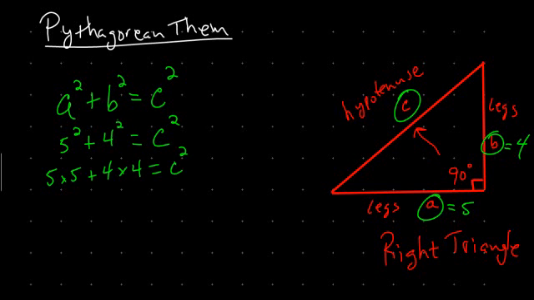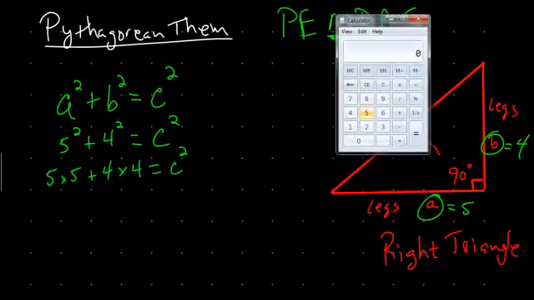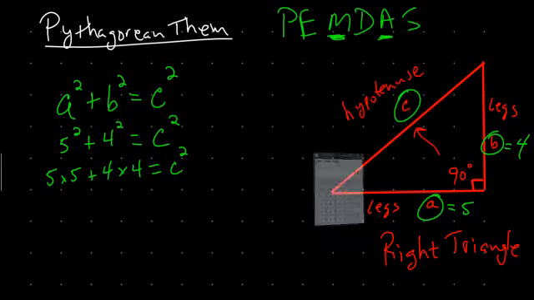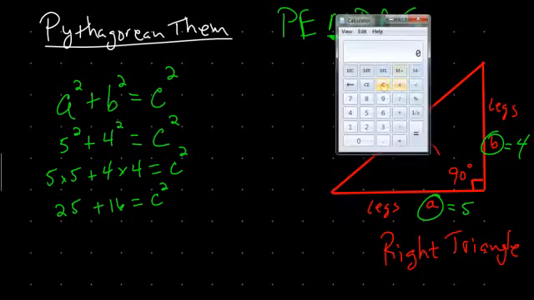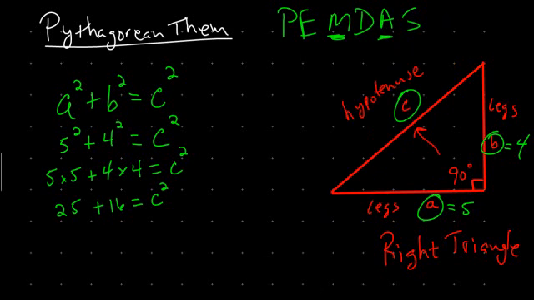Now remember, with our order of operations, please excuse my dear Aunt Sally. So we have to multiply before we can do any adding. Multiplication comes first, so we multiply 5 times 5 and 4 times 4. 5 times 5 is 25. 4 times 4 is 16. So it's going to be 25 plus 16 equals C squared. 25 plus 16 is 41.